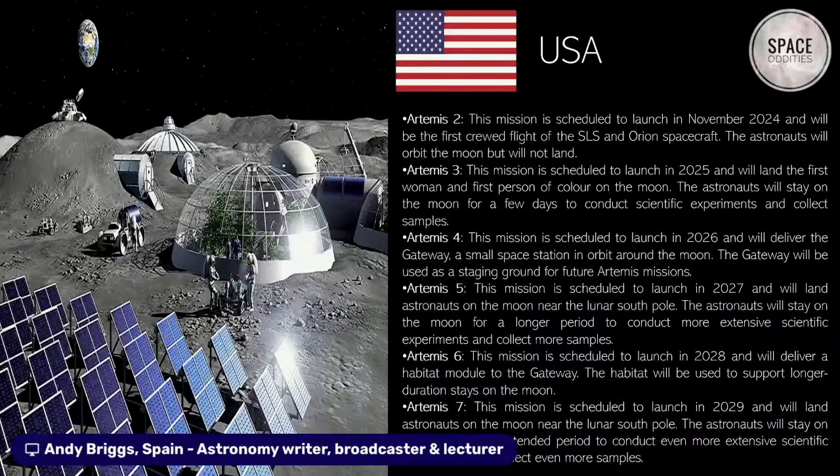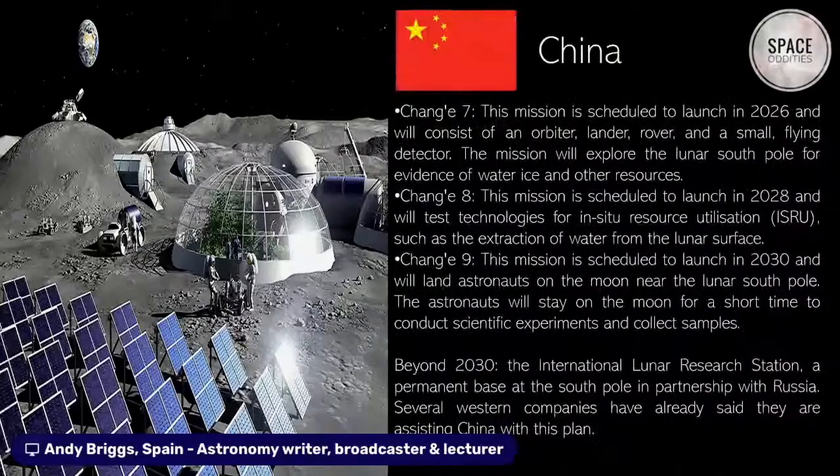Artemis 7 launching in 2029, where the astronauts will stay on the moon for even longer to do valuable scientific work and collect and analyze more samples. China has got the Chang'e 7 mission scheduled to launch in 2026, consisting of an orbiter, lander and rover, and a small flying detector. Not quite sure what it's going to be detecting, but I suspect it's ice. And again, it's exploring the lunar South Pole for evidence of water ice and other resources.